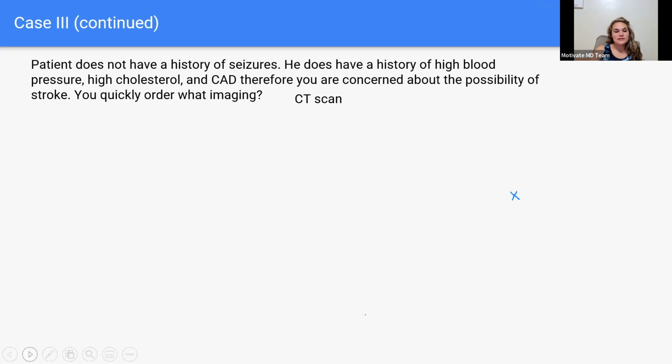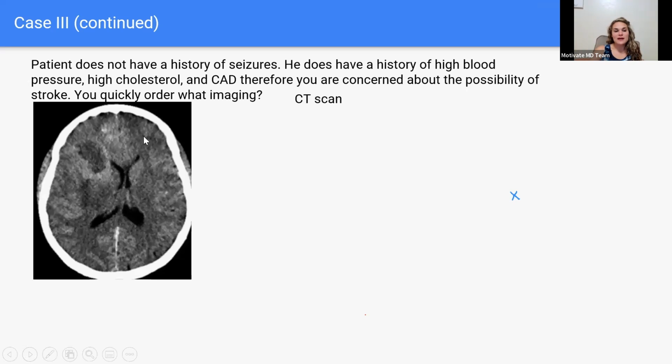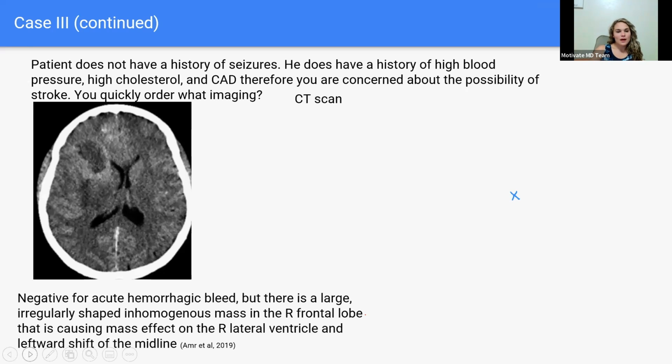So we do a CT scan, and it comes back like this. So we're like, okay, he doesn't have a brain bleed, but something's going on there. Okay, so again, negative for acute hemorrhagic bleed, but there's a large, irregularly shaped, inhomogeneous mass in the right frontal lobe, that's causing a mass effect on the right lateral ventricle and a leftward shift of the midline. That was a lot of words. So let's go over that again.